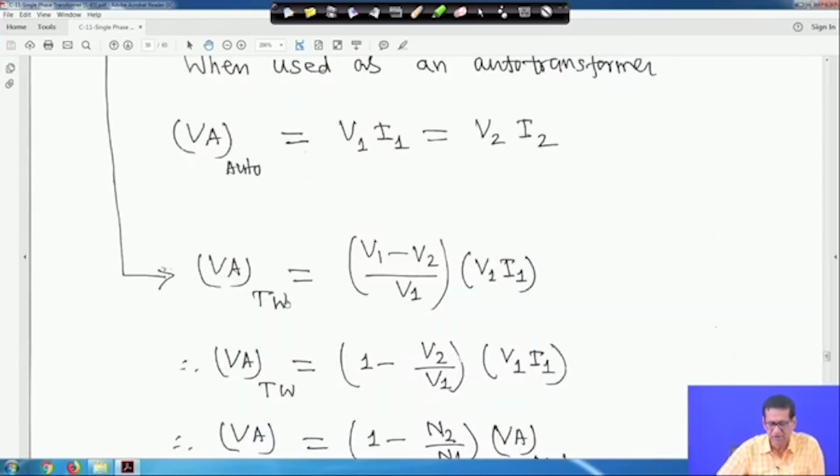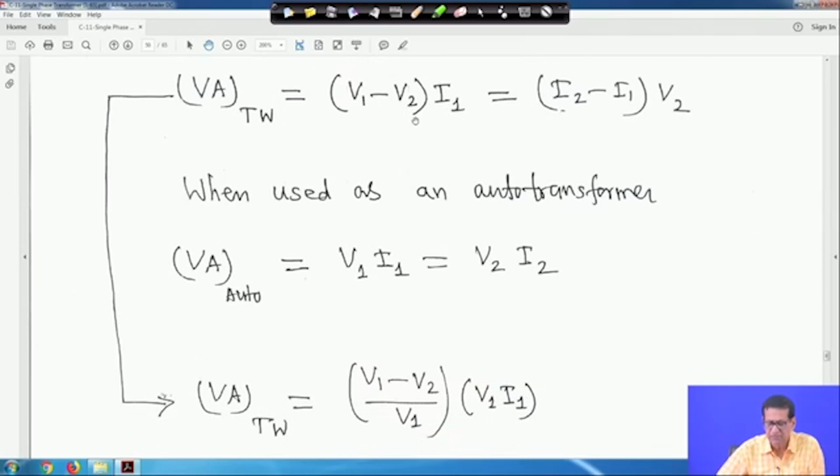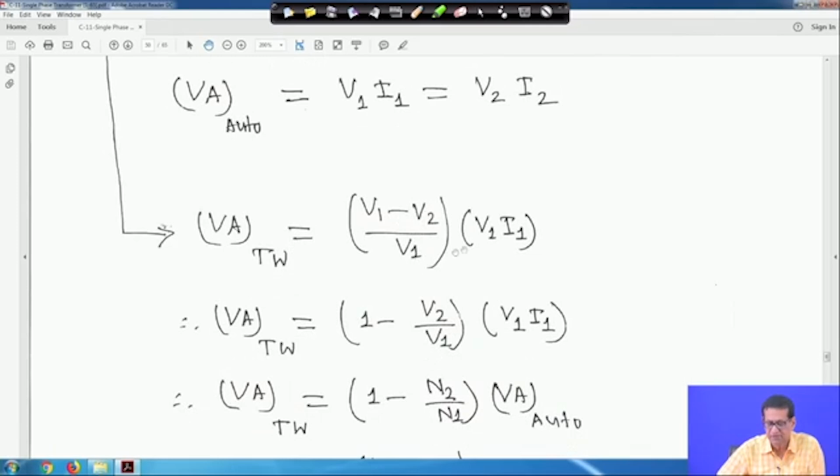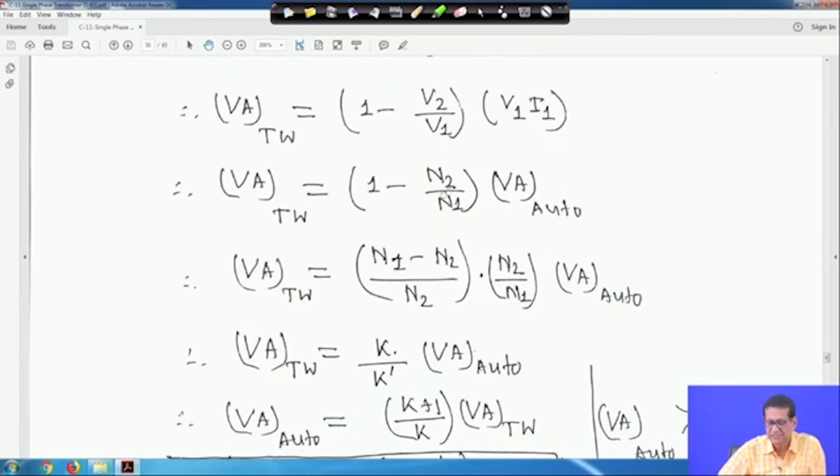Therefore, we can write the VA of the two winding transformer, V1 minus V2 into I1. Divide the numerator and denominator by V1. If you do so, it will be V1 minus V2 upon V1 into V1 I1, right. Or the VA of the two winding transformer is equal to 1 minus V2 upon V1 into V1 I1, or you can write V2 by V1 is equal to N2 by N1, so 1 minus N2 upon N1, and V1 I1, that is the volt ampere rating of the auto transformer, that is VA auto, right, because V1 I1 is equal to V2 I2. So, it is our VA auto transformer.